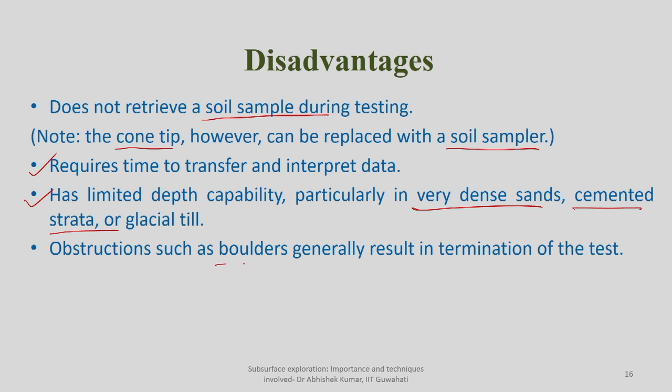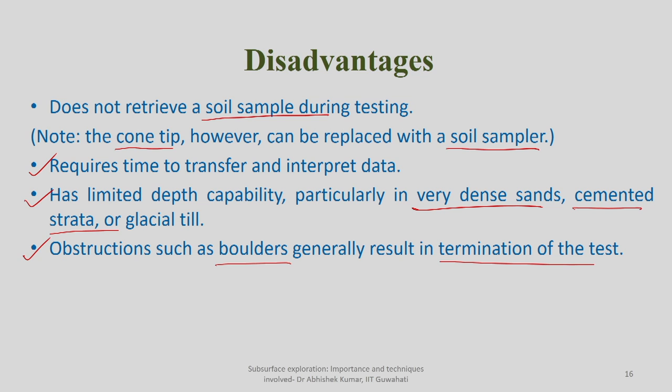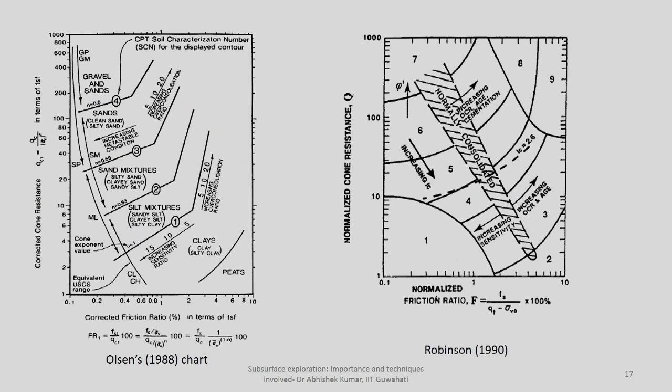Obstructions such as boulders: in the SPT, provided the size of the boulder is smaller than the size of the sampler, you can go for SPT recording. But here you cannot do it, because it is measuring the resistance offered at the base. So if a boulder is there, it will not be able to pass through it. So you have to terminate the test at that particular location. Either you remove the boulder, or you can go for other test locations. So these are the certain disadvantages.